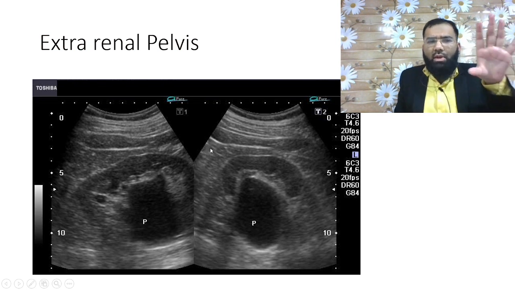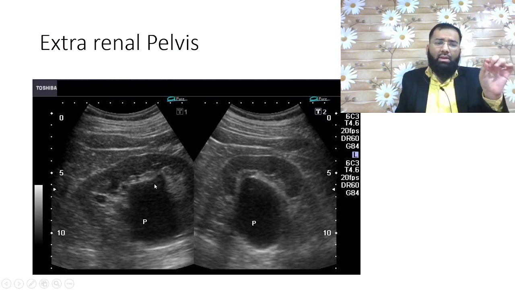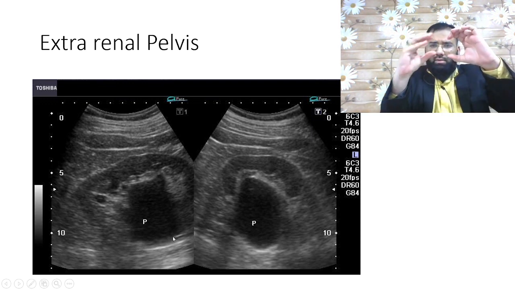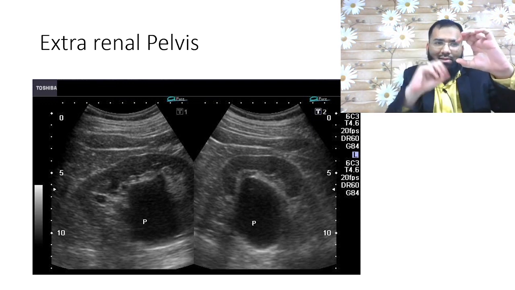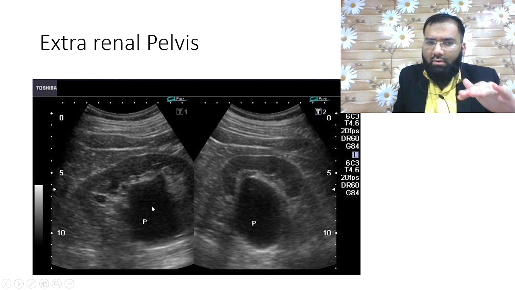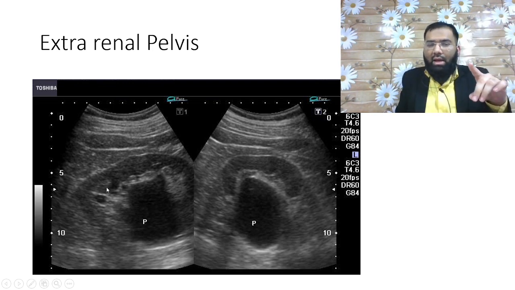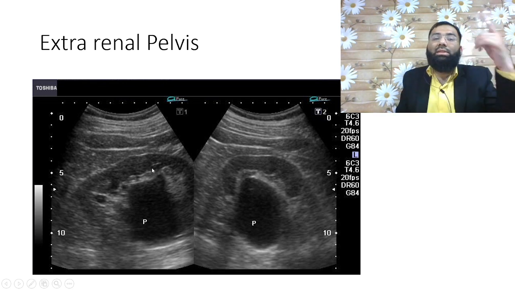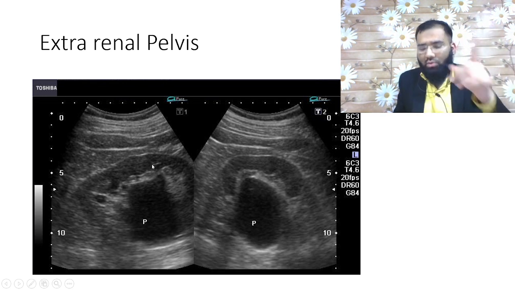Now, few variants I would like to discuss. There is a variant which is called extrarenal pelvis. So here, suppose this is kidney, the pelvis would lie outside. This is natural. So this is called extrarenal pelvis. So in cases of extrarenal pelvis, how will you differentiate whether there is actual hydronephrosis? So you will find that the calyces are not dilated. When the calyces are not dilated, that is extrarenal pelvis, and that is not hydronephrosis.